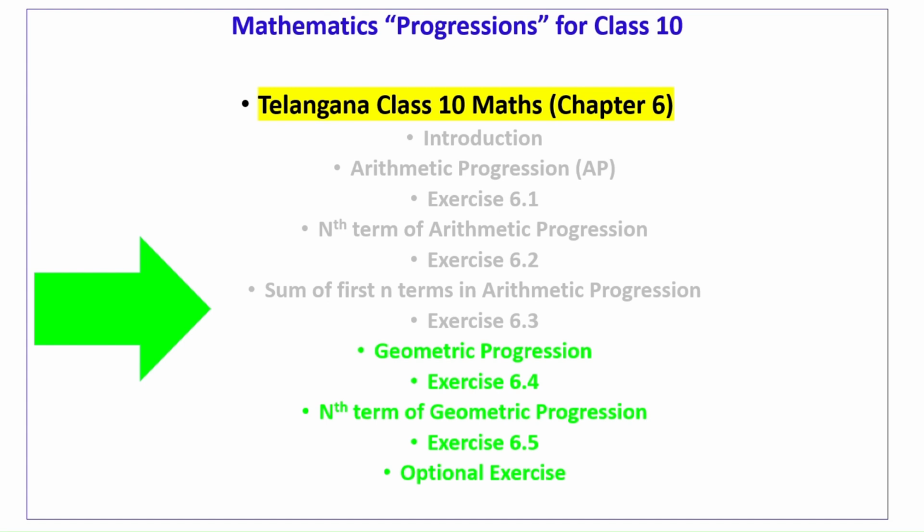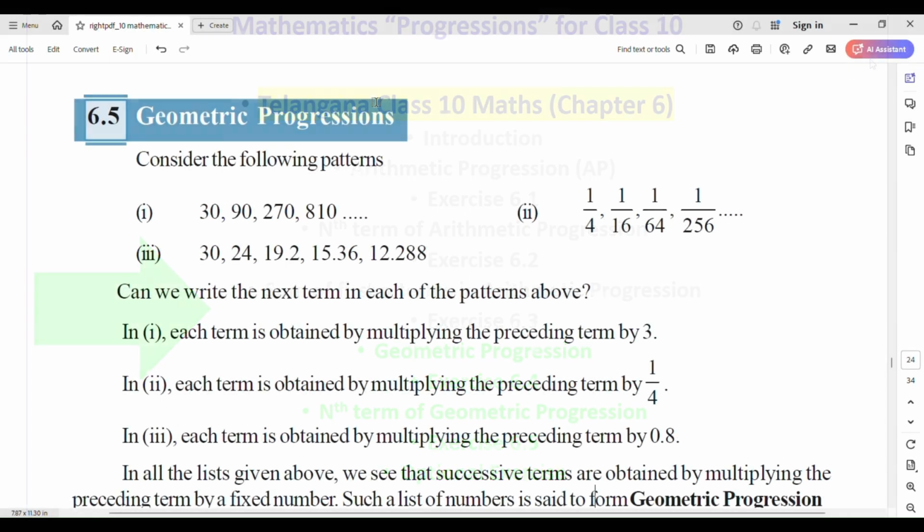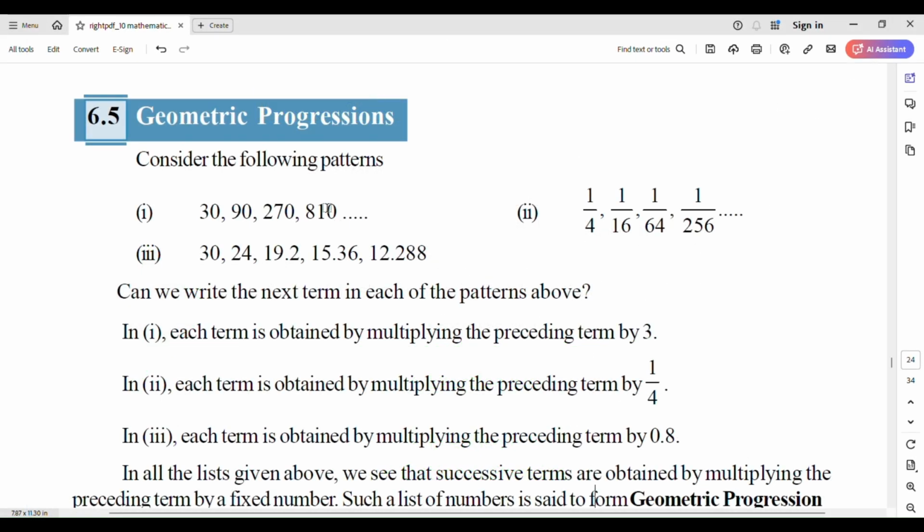This is the 6th chapter from the Telangana class 10th maths book, and we will be learning geometric progression in this. Have a look at my previous video for the arithmetic progression and the exercise part of it. So let's get into the chapter. Let's learn the geometric progression.